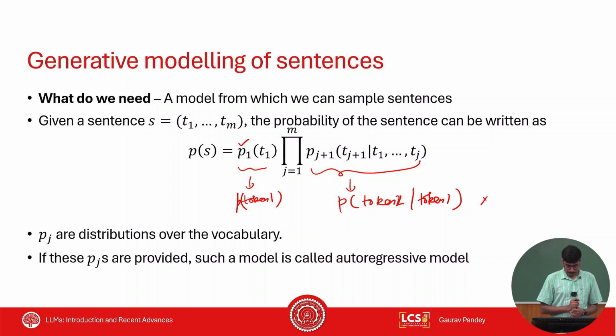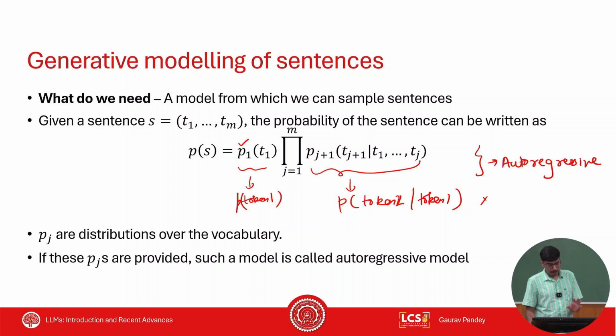Okay, and if these PIs are provided to you, or the parametric form of these PIs is provided to you, that okay, this is how these PIs look, then we call such a model an auto-regressive model. Again, any distribution can be written in this form, but generally these PIs are not easily computable for most distributions. But if you can decompose your distribution nicely with nice values of PIs, then it's called auto-regressive. Basically, your model is easily able to compute the distribution in this form.